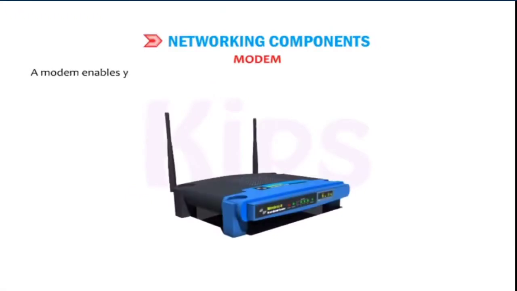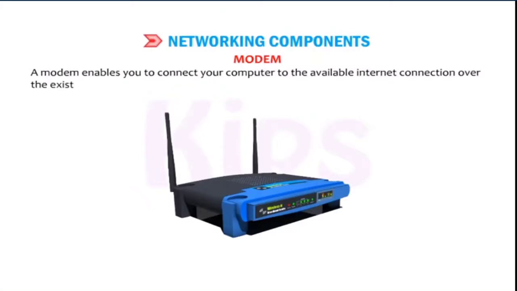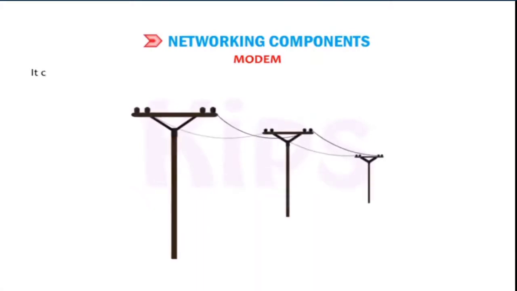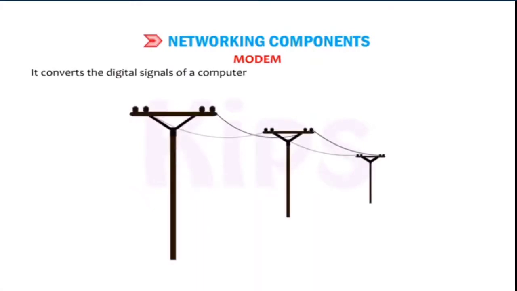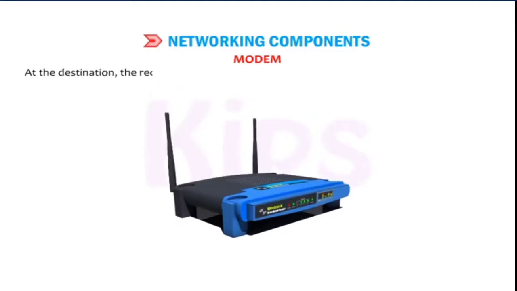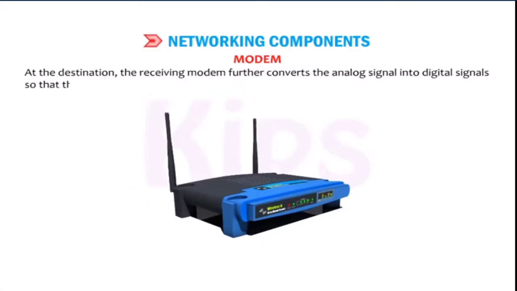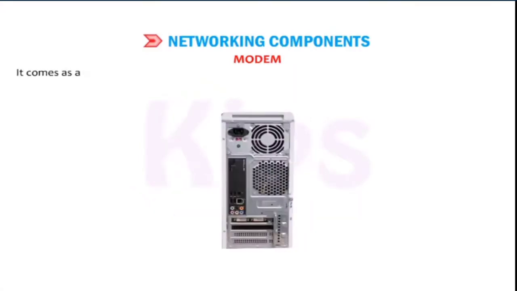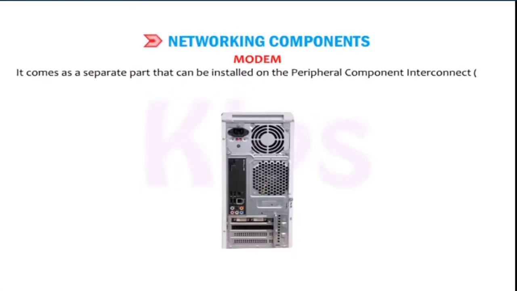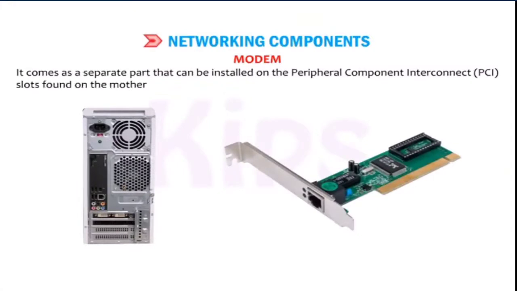Modem. A modem enables you to connect your computer to the available internet connection over the existing telephone lines. It converts the digital signals of a computer into analog signals to enable their transmission via phone lines. At the destination, the receiving modem further converts the analog signal into digital signal so that the data can be understood at the receiving end. It comes as a separate part that can be installed on the peripheral component interconnect (PCI) slot found on the motherboard.